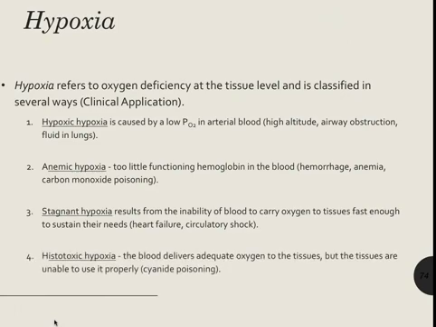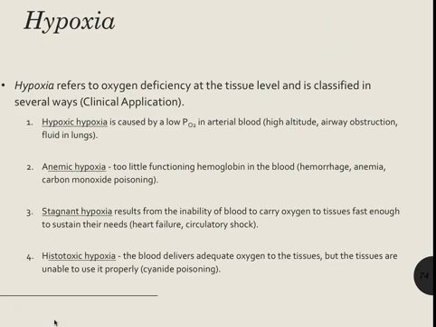And there's histotoxic hypoxia. So blood delivery is adequate, but the tissues are not able to use it. Okay, so again, now you're getting it there. Everything there is fine, but there's something wrong at the tissue level. So for example, cyanide poisoning works this way.